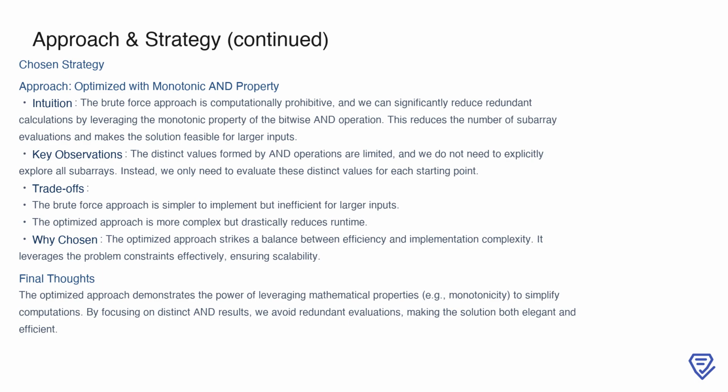The brute force method, while simpler to implement, is far too slow for larger inputs due to its n cubed time complexity. In contrast, the optimized approach takes advantage of the limited number of distinct values produced by AND operations, allowing us to focus on these key results without explicitly evaluating all possible subarrays. By iterating through the array and maintaining distinct AND results for each starting point, we drastically reduce redundant computations.